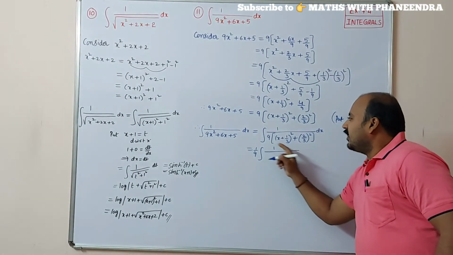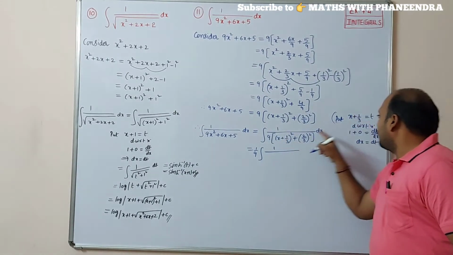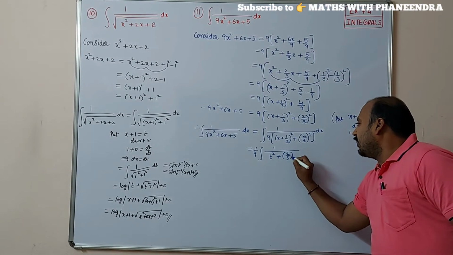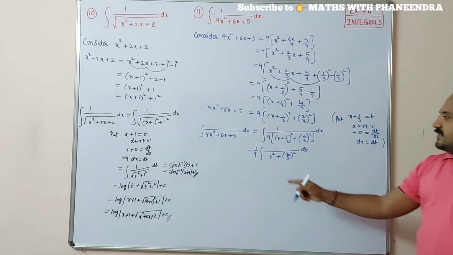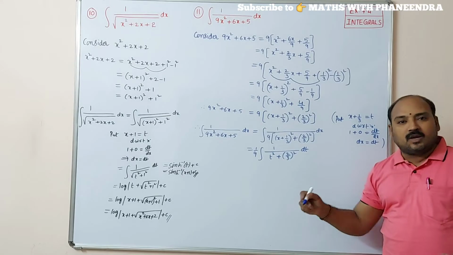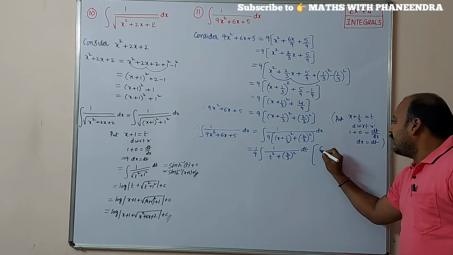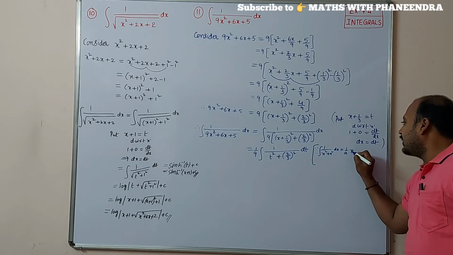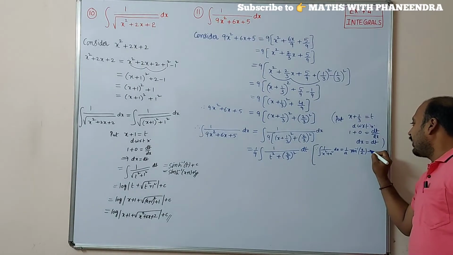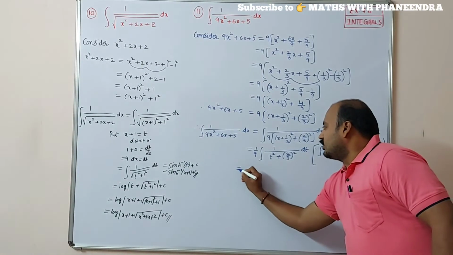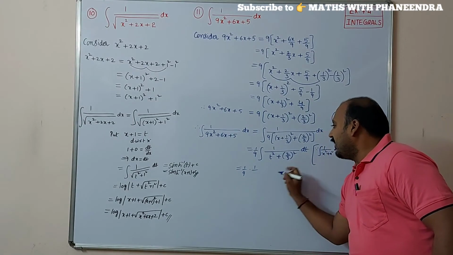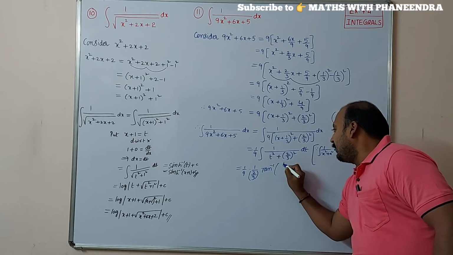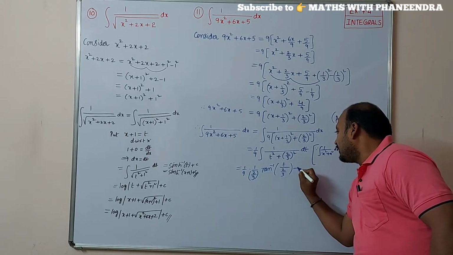So 1 by 9 we have taken already outside. In place of x plus 1 by 3, what are we writing? t. So t square plus (2 by 3) whole square, and in place of dx, dt. It is in the form of integral 1 by (x square plus a square). We have the formula: integral 1 by (x square plus a square) into dx is equal to 1 by a into tan inverse of x by a, plus c. So it is 1 by 9 into 1 by a, the value 2 by 3, into tan inverse of t by (2 by 3), plus c.